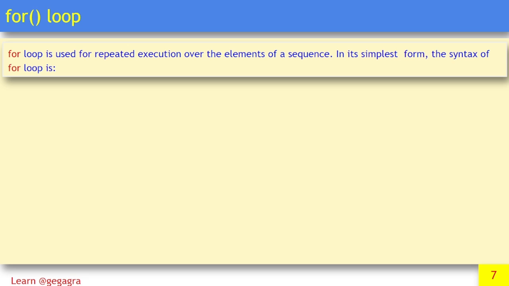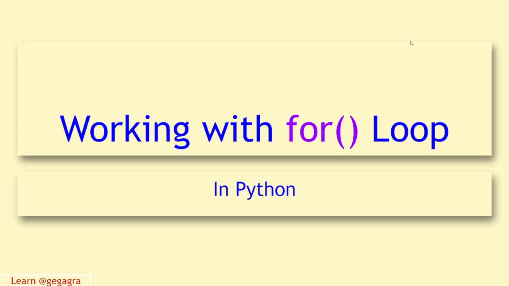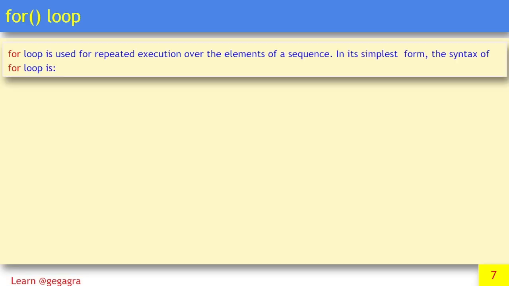So here is a presentation where I'm going to work with the for loop. I'll explain what a for loop is and what its components are. So let's start. So what is a for loop? A for loop is used for repeated execution over the elements of a sequence.